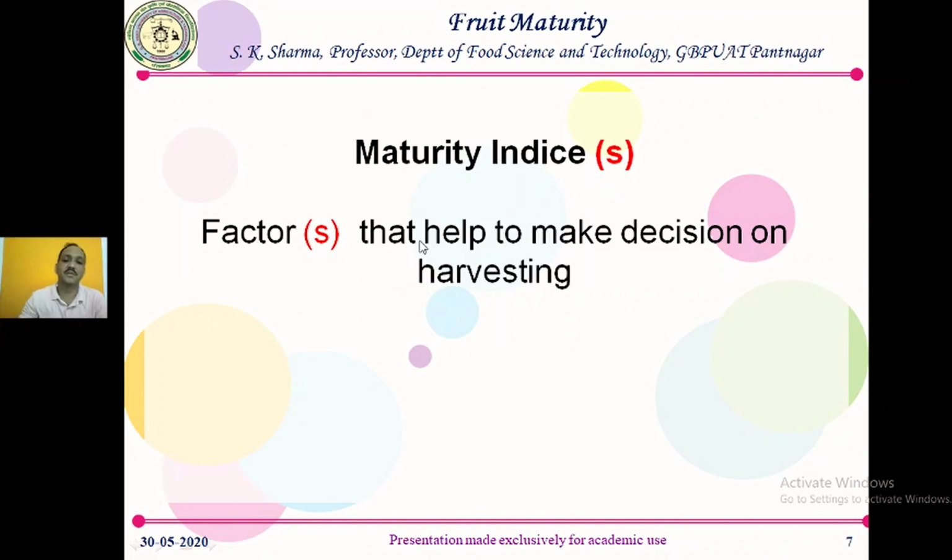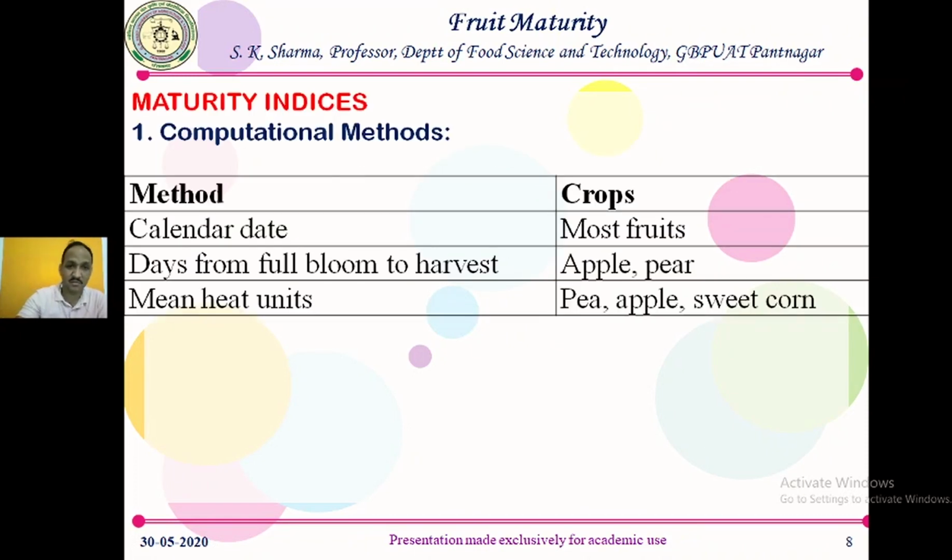Okay, now let's move further. So then we talk about maturity indices. Now what are maturity indices? It's very important to understand that indices means there are so many indices, and we have to talk about so many indices together. In singular it will be maturity index. These are the factors that help to make a decision on harvesting, whether I should go for harvest or not, and when to harvest. That decision is made based upon the factors, and those factors are known as the maturity indices. Normally there are so many factors taken into consideration, not a single factor. We don't depend upon a single factor.